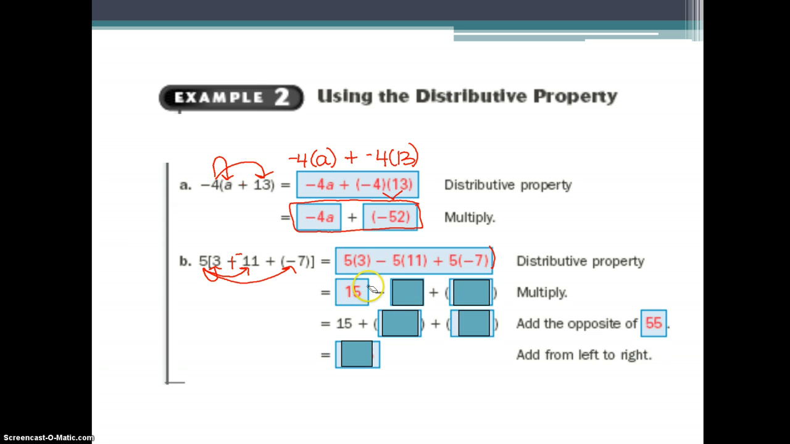So 5 times 3 is 15. Remember, we turned this to adding the opposite. So this is adding, and it's going to be negative 55. And 5 times negative 7 is negative 35. Now we can add them together. And there they go, they added the opposite. And when we add, we get negative 75. Remember, there are different signs first, so you have to subtract. Then you'll get a negative answer, and then you can just add.